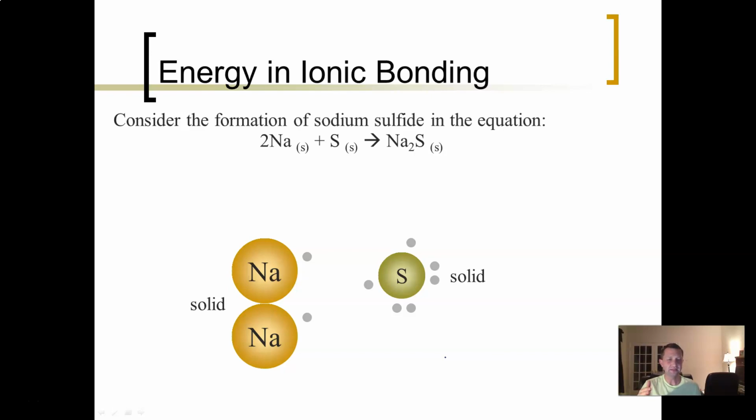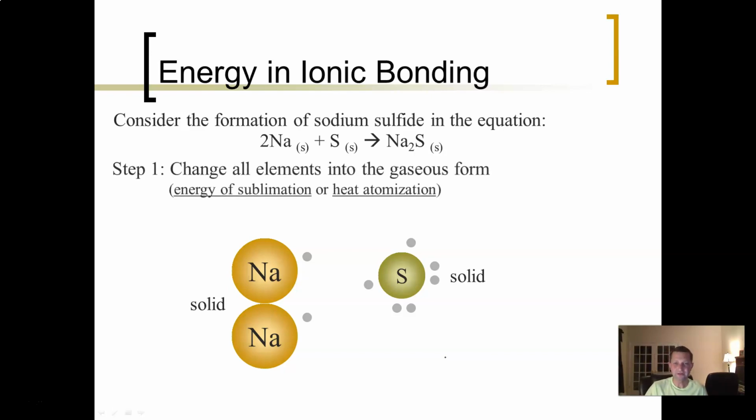So what we're going to do is look at the energy required to make that happen. How do you create sodium sulfide from its elements in their natural state? Here's how we do it. Write the formation equation first, so you know what you're dealing with. Step 1, you want to change everything into the gas form. Okay? So what vocab term is that? That's energy of sublimation or heat of atomization. You might see, depending on what you have, one or the other. Okay? So if you're given the energy of sublimation or heat of atomization, those values will be given to you. If they're positive values, that is an endothermic process. If they're negative values, it's an exothermic process.